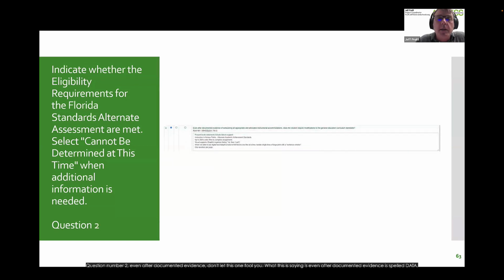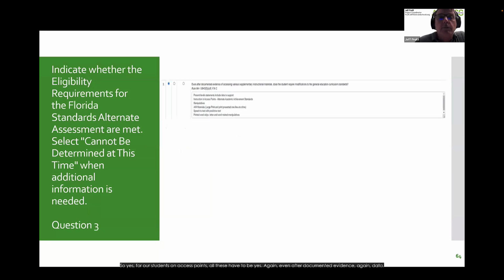Question number 2, even after documented evidence, don't let this one fool you. What this is saying is, even after documented evidence is spelled D-A-T-A, data. So data, talking about accommodations. And so I put the data in there. If you select yes, these boxes are optional, but if you copy from the PLAF statement and you paste here, you're going to get brownie points, right? So yes, for our students on access points, all these have to be yes.